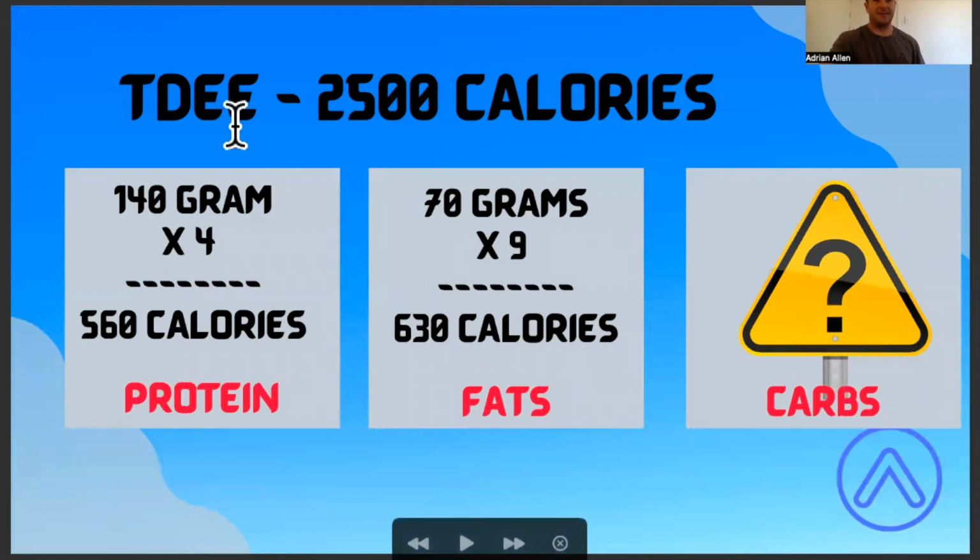So where were we? Now our TDE is 2,500, like we said, John or Sheila, and we have 140 grams of protein multiplied by 4 calories, because 1 gram of protein equals 4 calories, which gives us 560 calories from protein. Then we have our fats, which is 70 grams by 9, which is 630 calories from fats. And now we're going to try and work out our carb intake. That is our last macronutrient.